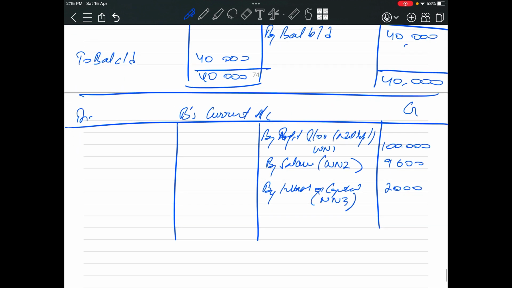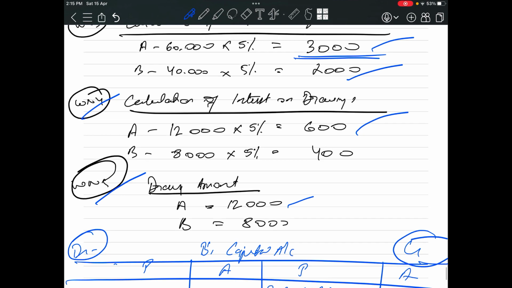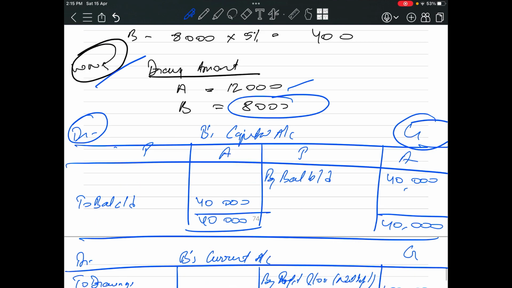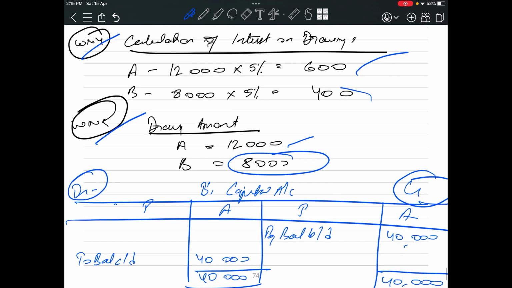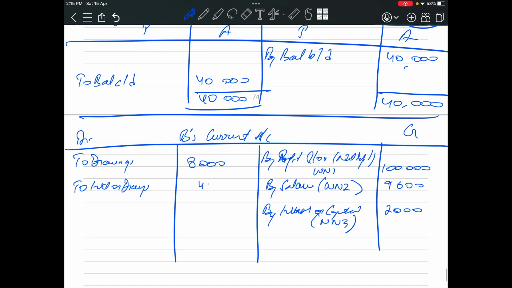Now next, drawings and interest on drawings. Drawings will reduce his balance, so we will write in the debit side, to drawings and to interest on drawings. What is the amount of drawings? 8,000. And what is the amount of interest? 400. You can write working note number 4. Simple. Now nothing else is left.